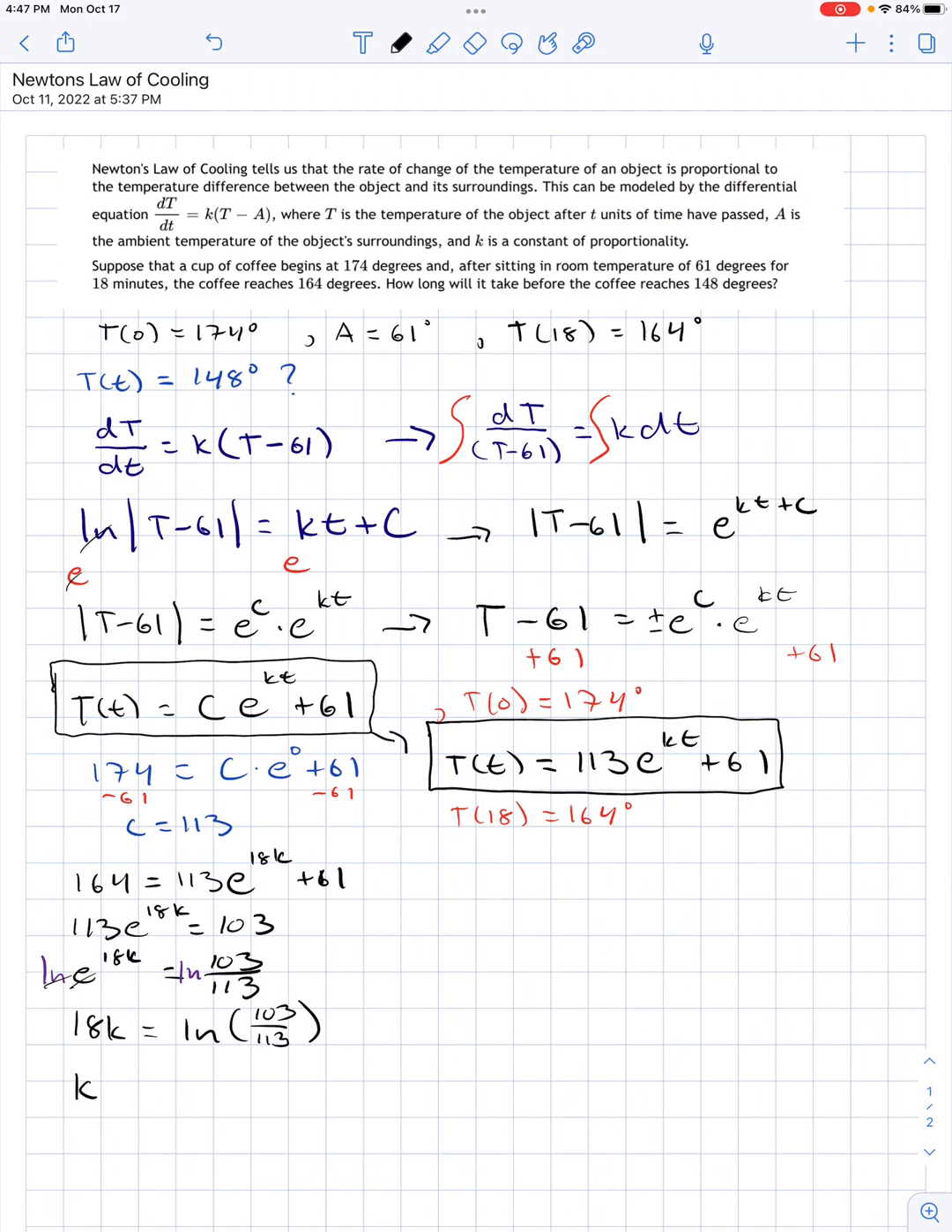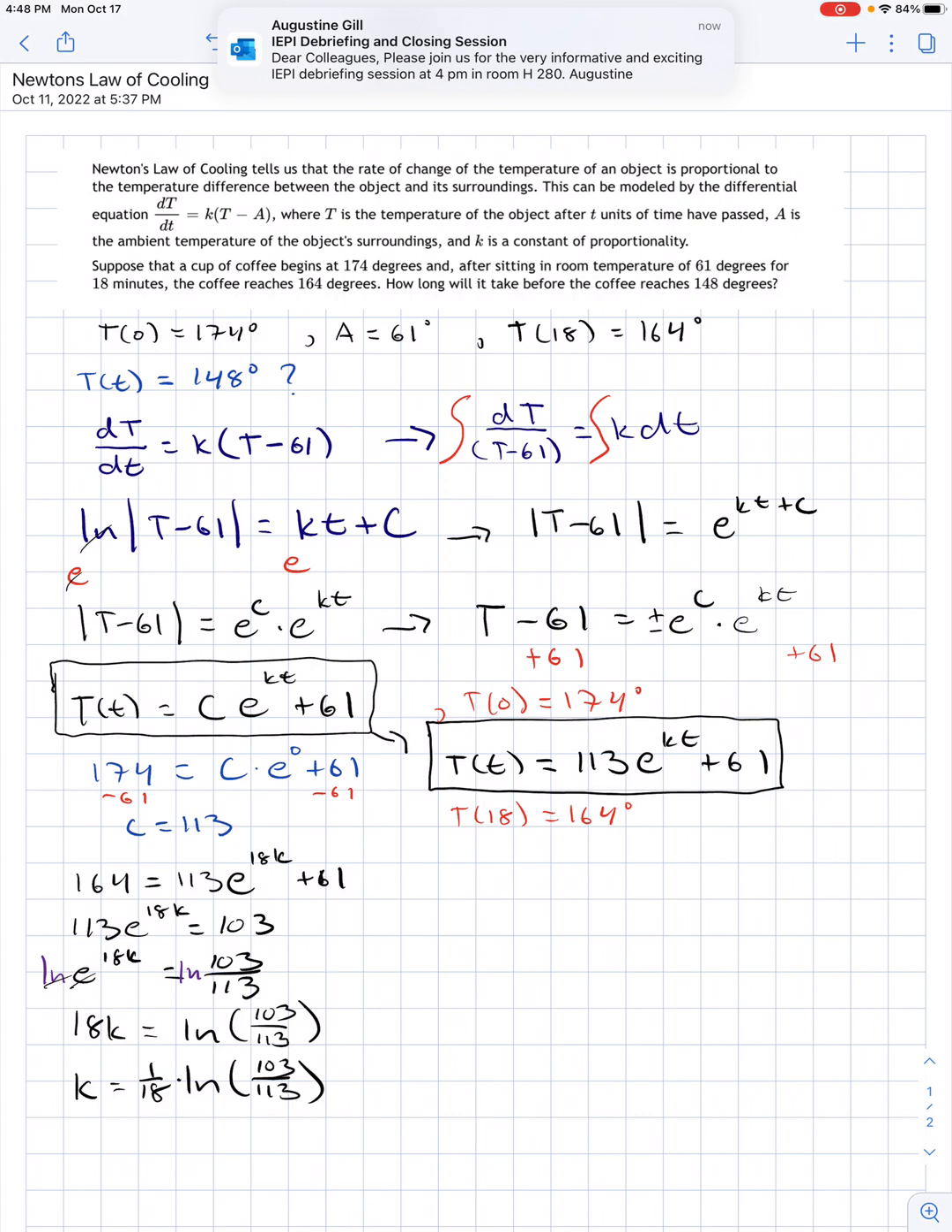And k will equal 1 over 18 times the natural log of 103 over 113. Whoa, so that was a lot. So now, instead of plugging this into our k, I'm going to leave it there and plug it in a little later, because really we want to solve for t, right? Because we want to find at what time we get 148 degrees. So I can solve for t as it is and then plug in the k later into my calculator, which is what I'm going to do.